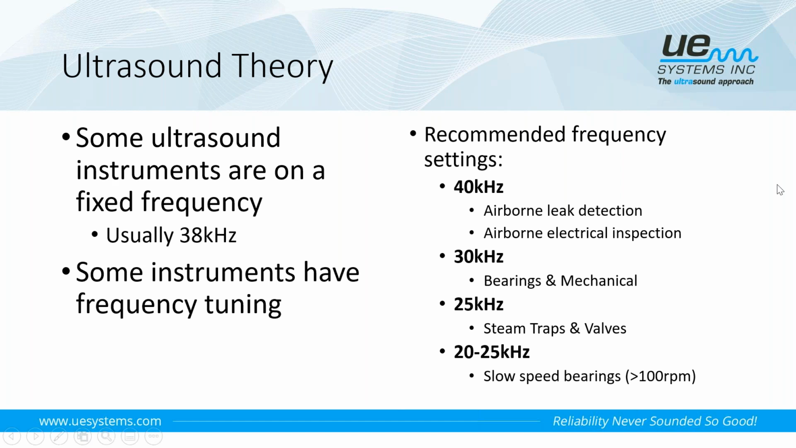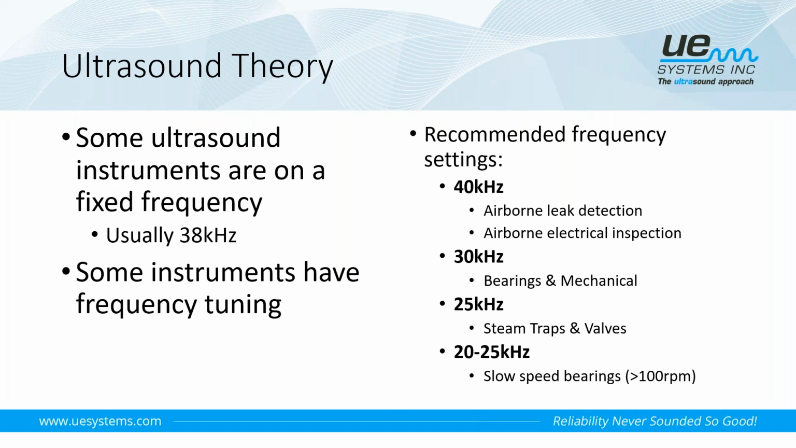And then here are those recommended frequency settings. And just for reference, these come from an ISO standard for recommended use and guidelines for ultrasound, and it's ISO 29821. So in that ISO standard, it gives you what the frequency settings are. So you can see here we've got 40 kilohertz. That's going to be the one you'll want to remember for today's topic, and that's going to be the frequency setting for airborne leak detection, as well as airborne electrical. So basically any airborne application, you'll want to make sure that you have your UltraProbe set to 40 kilohertz.